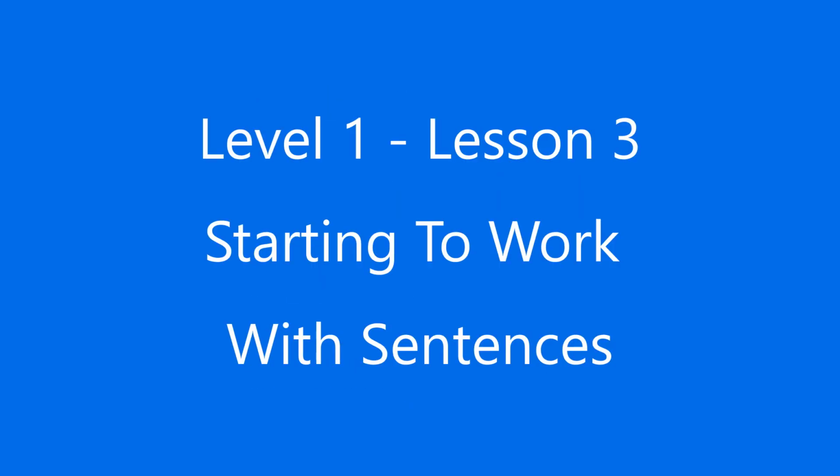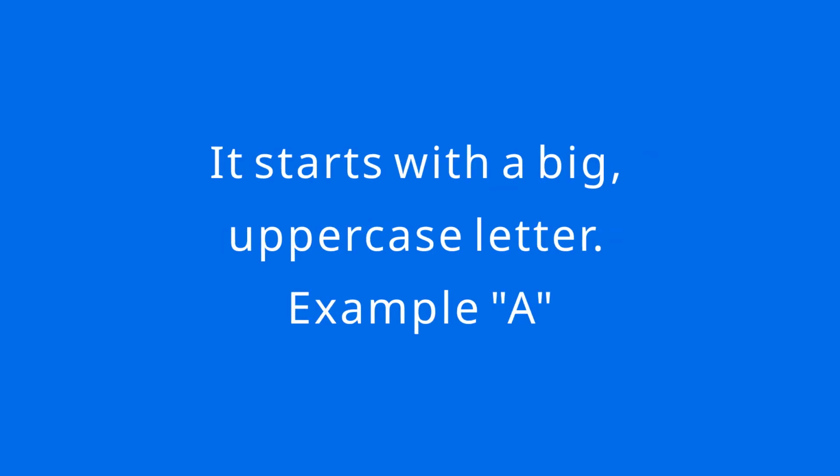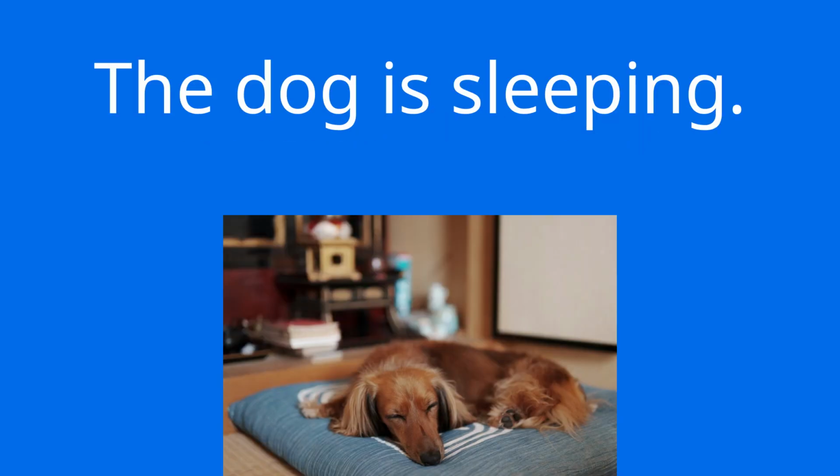This is Lesson 3. In this lesson, we will start working with the idea of sentences. We will start simple for now and add more things about sentences as the lessons progress. Let's begin. A sentence is a group of words that tells us something. It starts with a big uppercase letter and ends with a full stop. Let's look at an example.